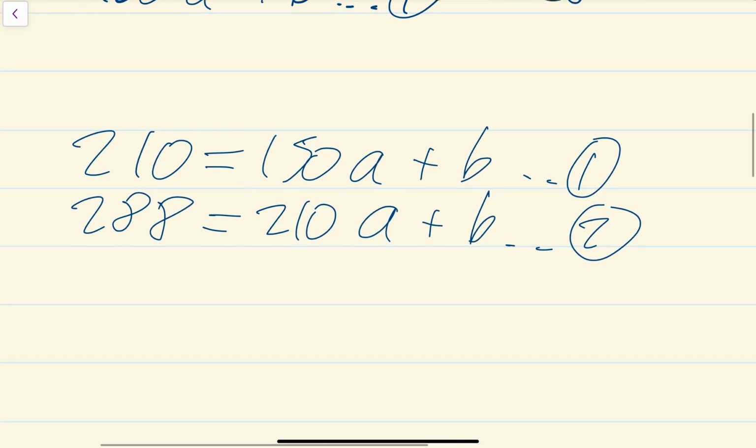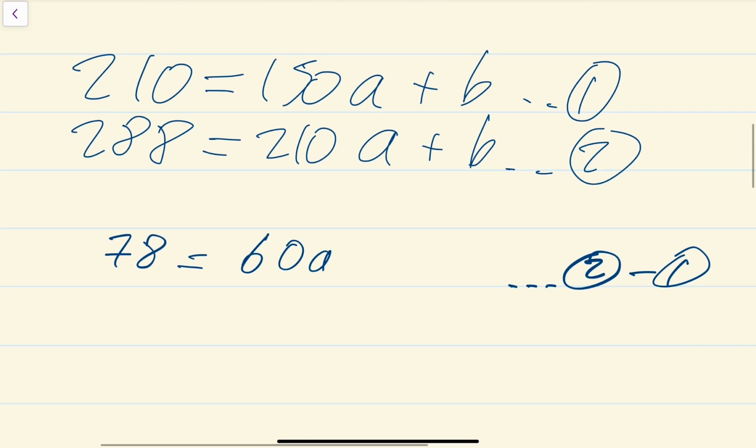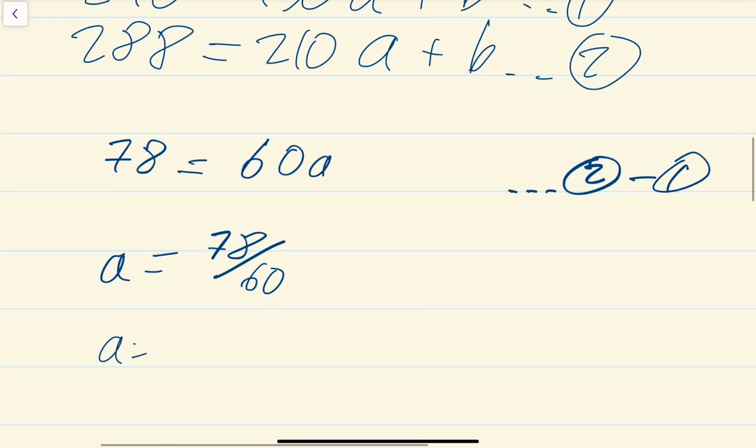So you can see you've got the same number of b's in each equation. What I would do is equation 2 minus equation 1. So 288 minus 210 is 78, and that is equal to 210a minus 150a, which is 60a. That means my a is equal to 78 divided by 60. Let's do that in the calculator and see how that cancels down. That's just 13 over 10.